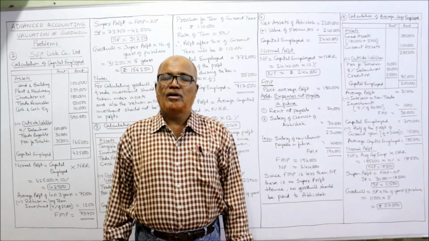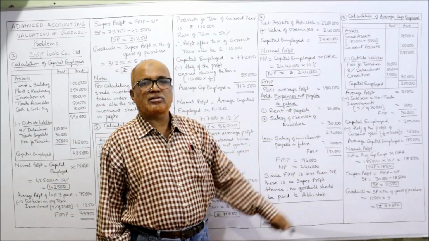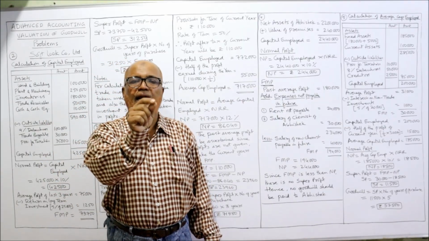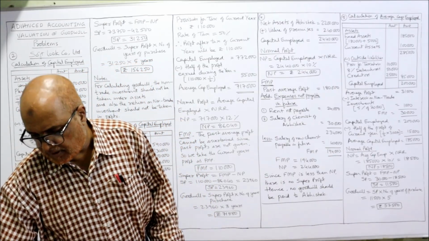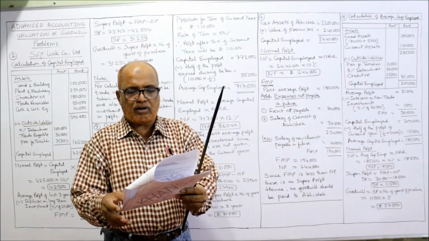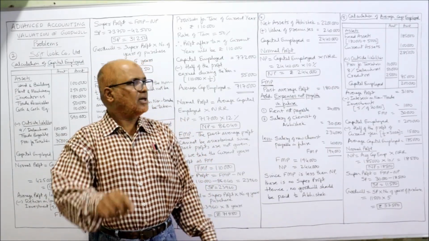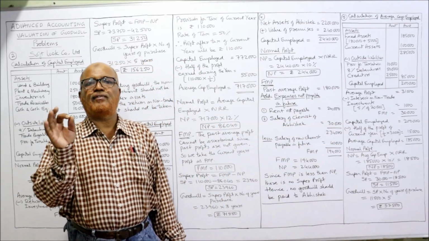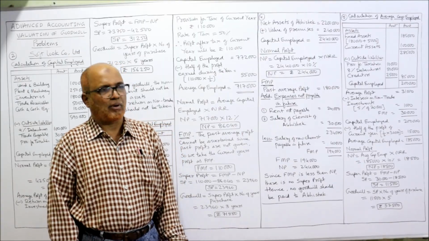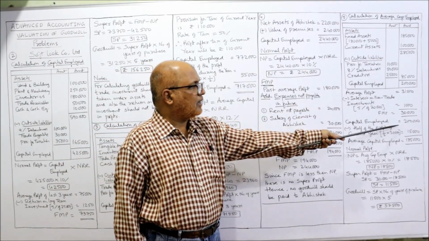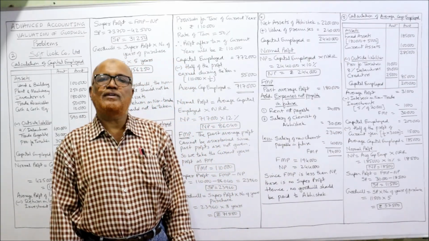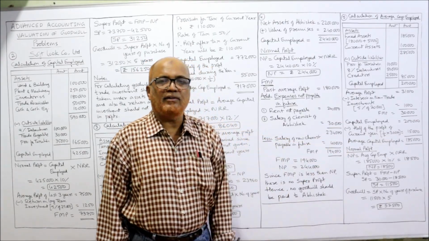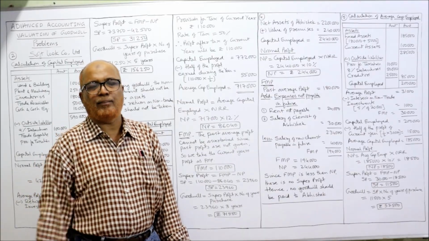Now average profit. In the problem, it is given as average profit 31,000. From average profit, we subtract the return on non-trade investment. In the problem, it is given that non-trade investment consists of 5% government loan, 20,000. So 20,000 into 5%, you will get 1,000. Deduct 1,000, 30,000 is the FMP, future maintainable profit. Now capital employed, we got 2 lakh. Less half of the profit of the current year. The 30,000 into half is 15,000. Deduct, 1,85,000 is the average capital employed.